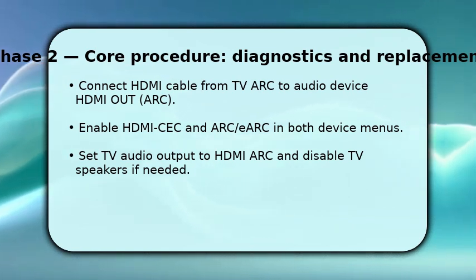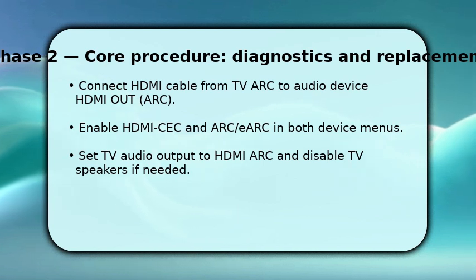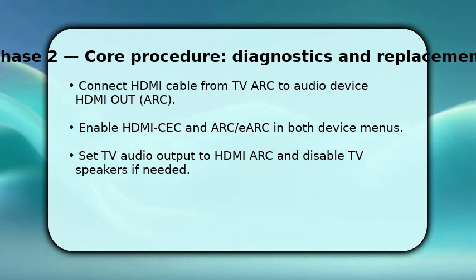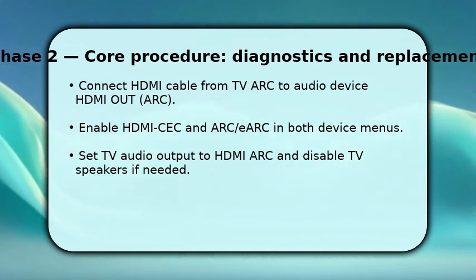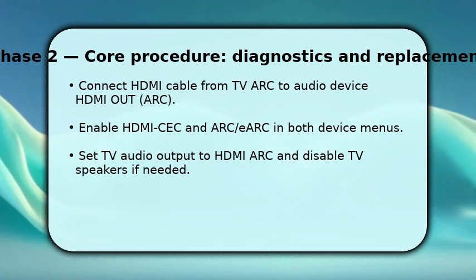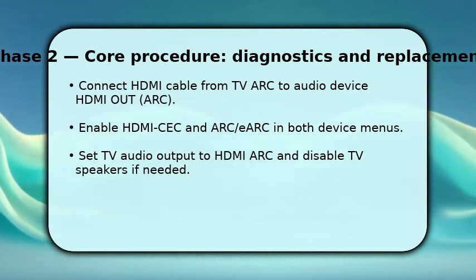Navigate to the TV audio settings and switch output to HDMI ARC. This routes audio off the TV. Then, enable HDMI CEC and ARC/eARC features on both devices so volume and power sync. Make sure audio processing modes match. For example, use Bitstream for surround pass-through or PCM for basic stereo.